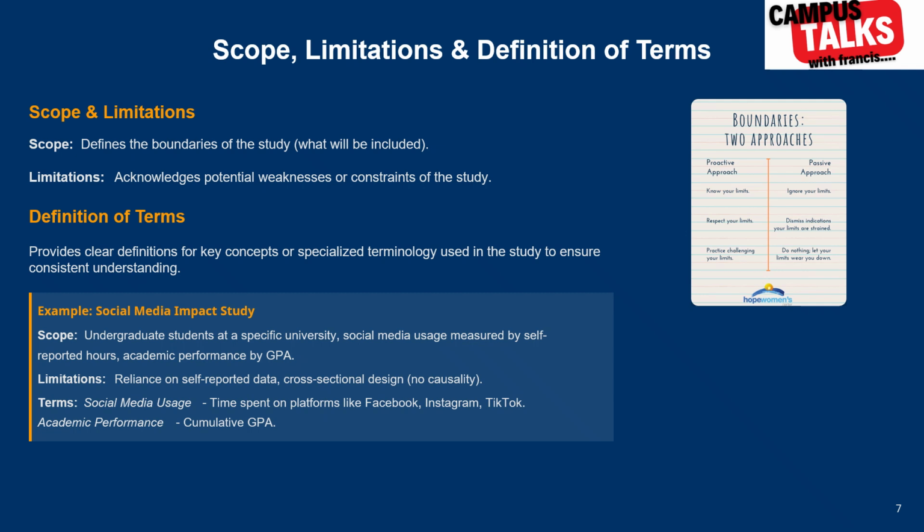For definition of terms, you just pick the terms there. For instance, social media is a key term there. Facebook, Instagram, cumulative CGPA, these are things you define for your reader to understand. In the depression among secondary school students study, you can define depression and other key things there.